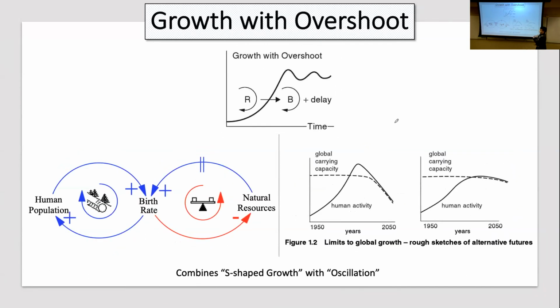The growth with overshoot just combines the two of them together. So in this case, we have reinforcing followed by balancing, but then in the balancing loop, we put a delay. And when you get that, then you tend to get this sort of almost S-shaped growth, but then these oscillations. And this basic pattern here is kind of this limits to global growth model from Forrester. The difference between whether the world collapses or the world kind of steadies out here has a lot to do with this delay right here.